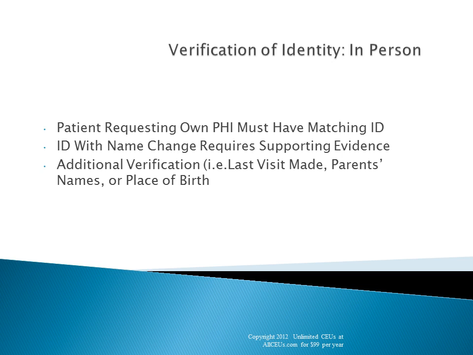Patients requesting their own PHI must have a matching identification. An identification with name change requires supporting evidence. So if somebody gets married, maybe they were in treatment with you 2 years ago as Jane Doe, and they got married and now they're Jane Smith, and they want their information from 2 years ago when they were Jane Doe. Well, they have to provide a picture ID showing who they are and proof of their legal name change from Doe to Smith.